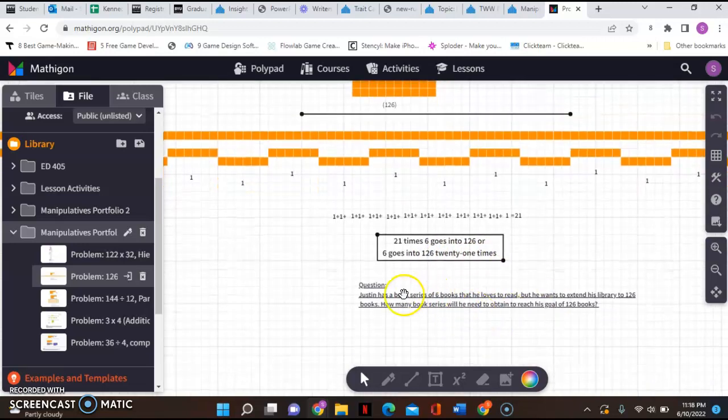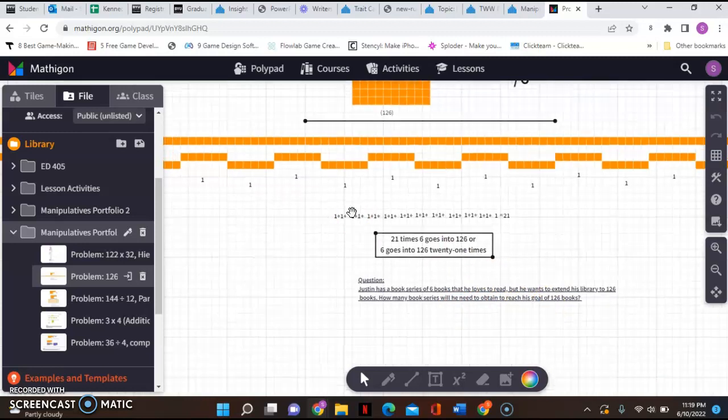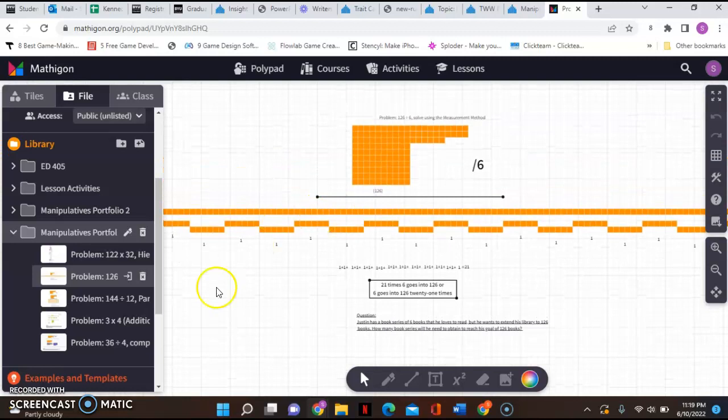And so my question that I created here is, Justin has a book series of 6 books that he loves to read, but he wants to extend his library to 126 books. How many book series will he need to obtain to reach his goal of 126 books? So this was the first division problem that we came across here.